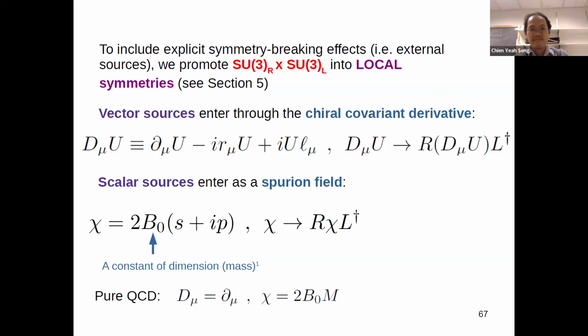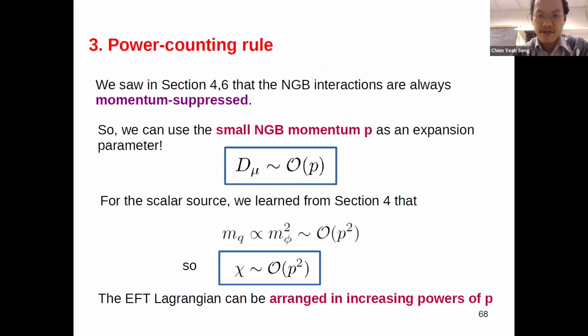So now, by introducing the covariant derivative to the U and the scalar source, we can put the symmetry breaking terms into our chiral Lagrangian. And finally, the third ingredient of the effective field theory is the power counting rule. So we need to identify some small quantity in the theory that we can use to expand the Lagrangian.